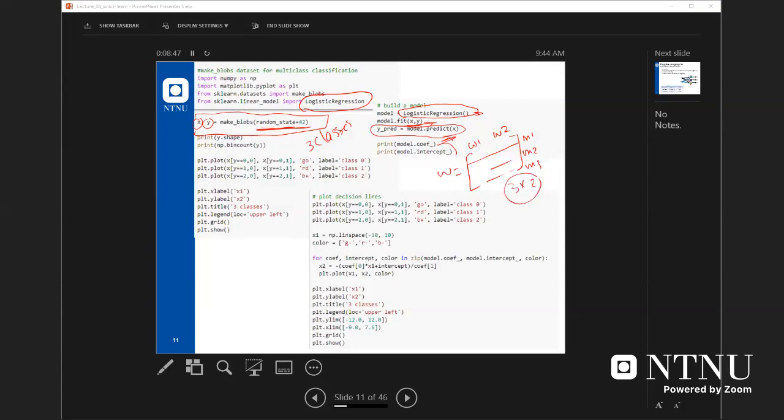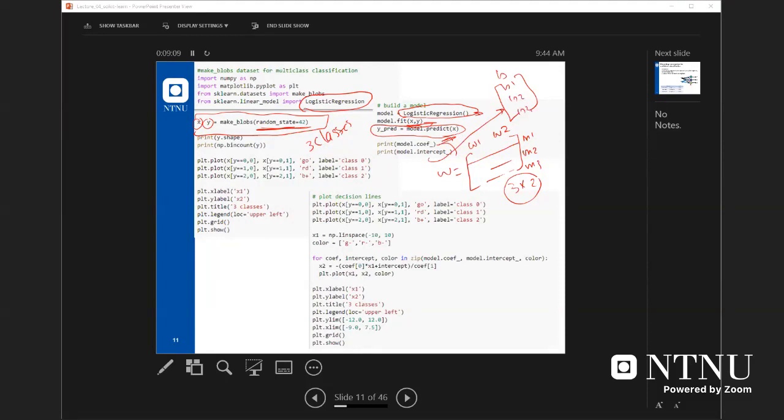So this will be the model coefficient. For a binary classification problem, it's only two values, omega 1 and omega 2. Now it's a matrix, and the intercept will be a vector. This one will be a vector, so it will be three values, right? It will be b1, b2, b3, for example, for each model.